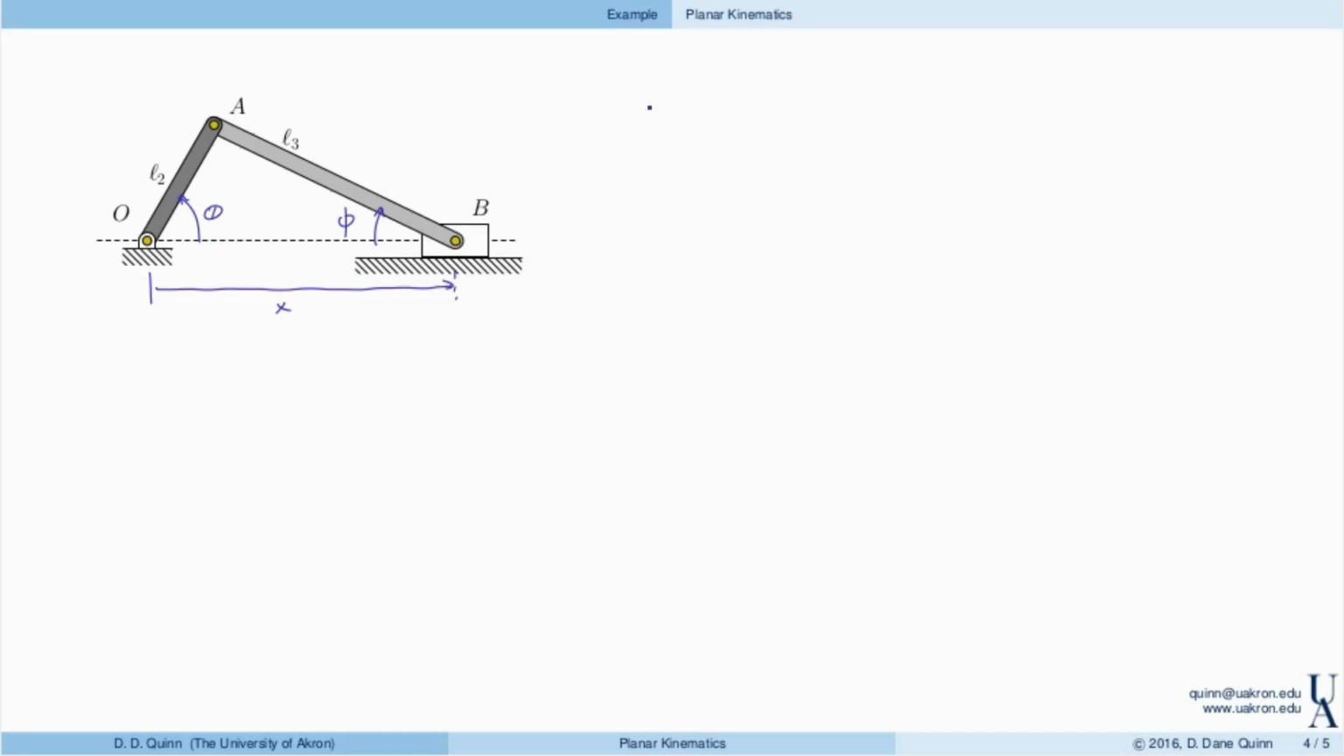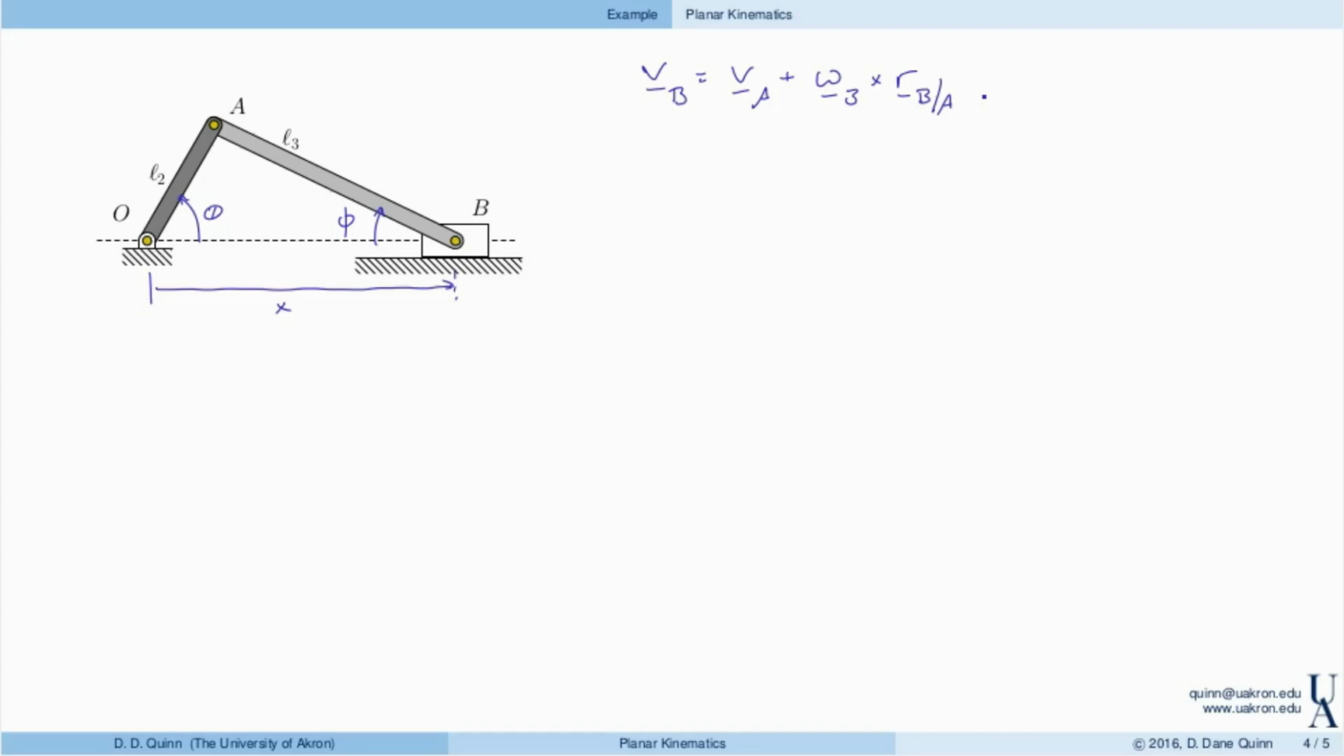Now I'd like to find the velocities. So in particular, the velocity of B, which is what I've been asked for, I can relate that to the velocity of A because both A and B are fixed in link 3. So the velocity of B is the velocity of A plus the angular velocity of link 3 cross r of B with respect to A.